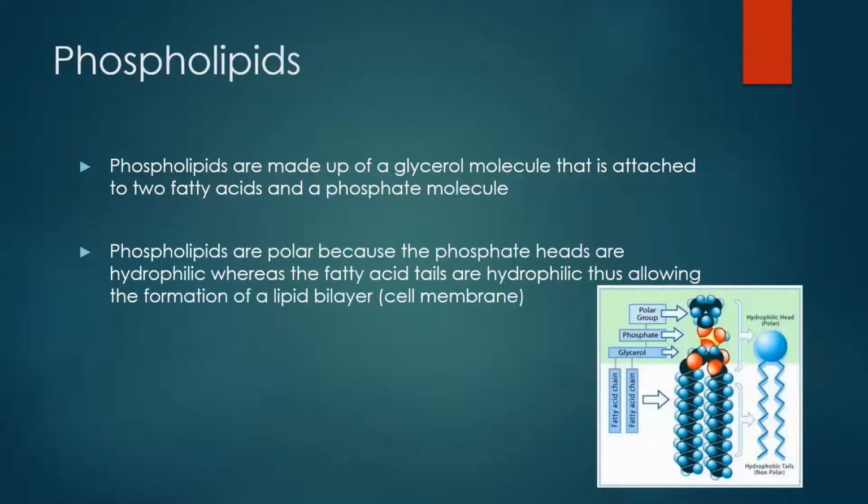Phospholipids, on the other hand, are made up of a single glycerol molecule that is attached to 2 fatty acids and a phosphate molecule. The phospholipids are polar because their phosphate heads are hydrophilic, whereas their fatty acid tails are hydrophobic, thus allowing the formation of a lipid bilayer, for example in the cell membranes. This means that phospholipids allow the cell membrane to be selectively permeable about what they allow through.